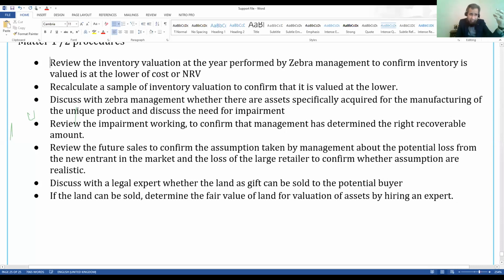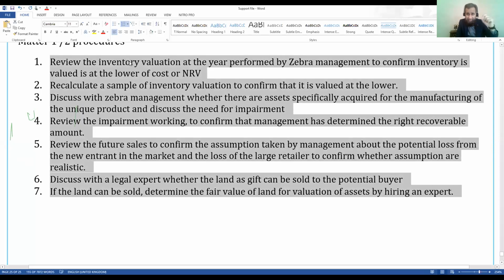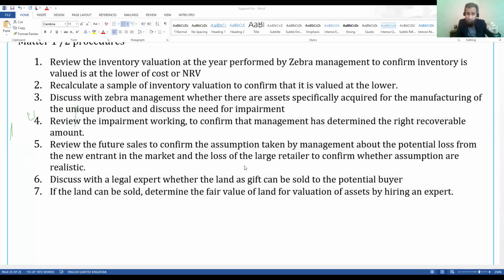On your screen, you can see there is a list of procedures which have been taken in context. Is there any procedure which is out of context? Is there a general land procedure? A general inventory procedure? A general impairment procedure? Or has every procedure been taken in the context of the case? Did we talk generally about impairment, inventory, land, or did we talk about specific land, specific impairment, specific inventory? And you can make your own list, right?